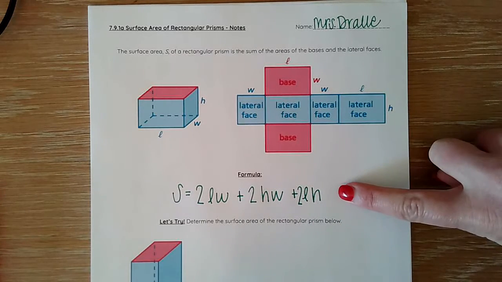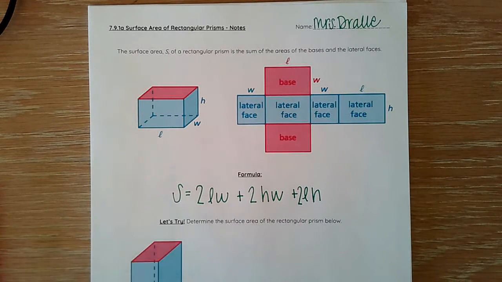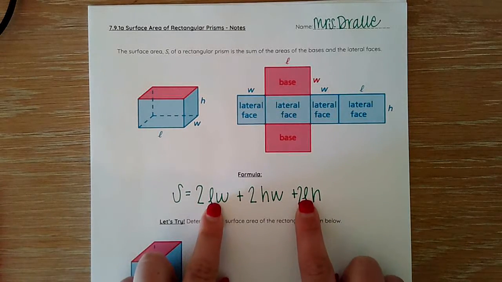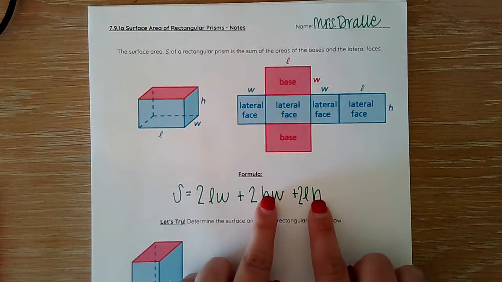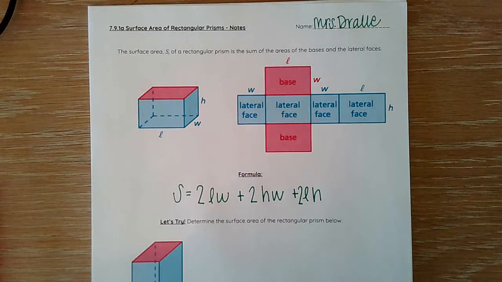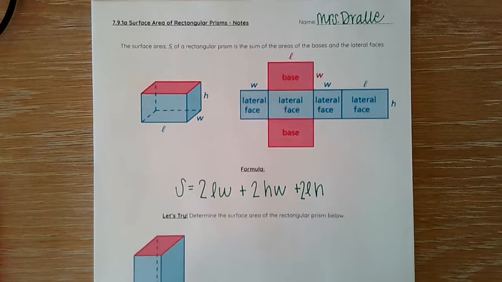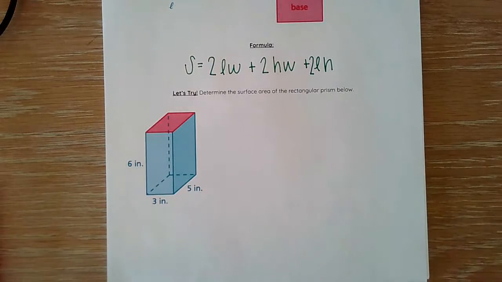Now that means that sometimes your formula might look different. You can mix it up. The way to check yourself, again, is that there's 2 lengths, 2 widths, 2 heights, and that you multiply every set by 2. So let's give it a try with some numbers and kind of work that out.